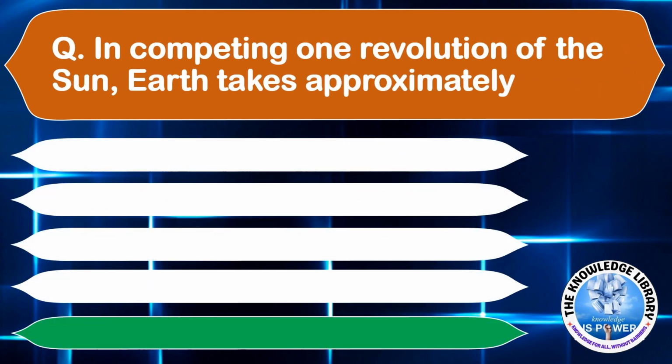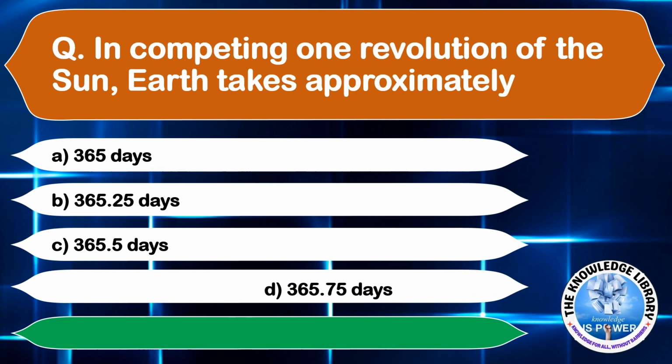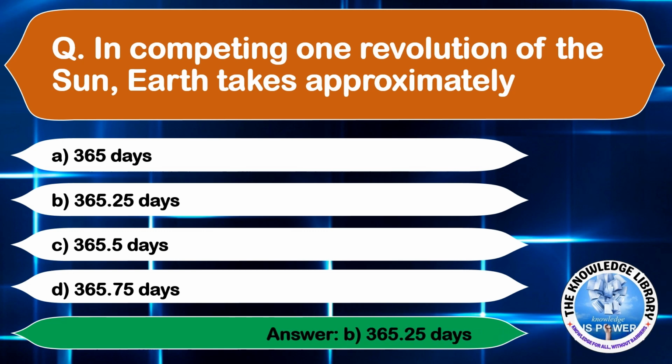In completing one revolution of the sun, earth takes approximately option A 365 days, option B 365.25 days, option C 365.5 days, and option D 365.75 days. The correct answer is option B 365.25 days. Moving on to the next question.